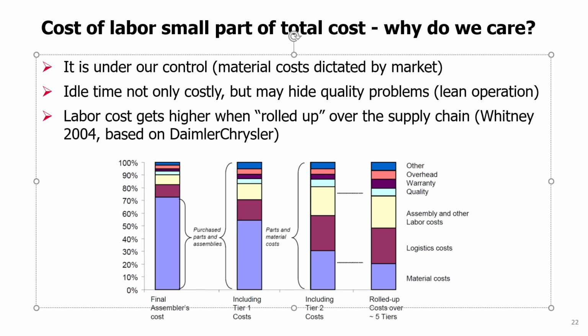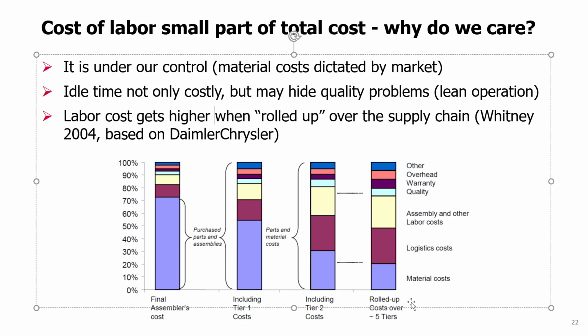It is actually also worth working on reducing the idle time just because it might hide quality problems. This is something that we will talk more about when we discuss lean operations. And also, one more thing to realize is that labor cost becomes higher when we roll up over the supply chain. What do we mean by this?